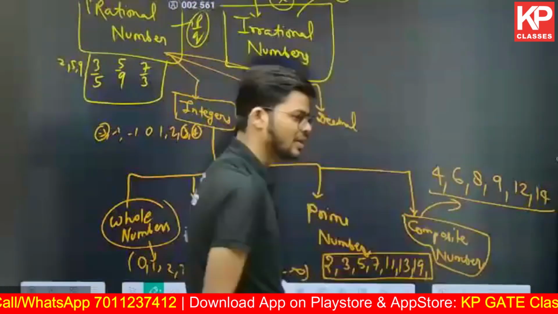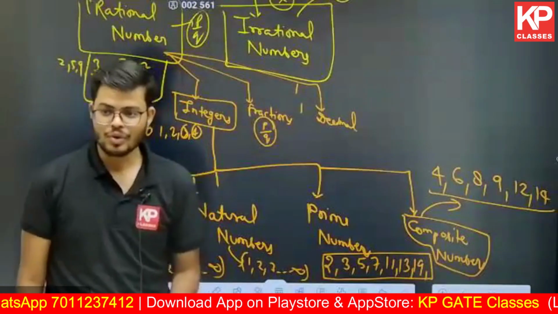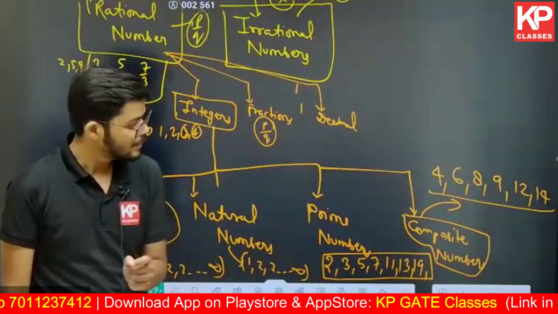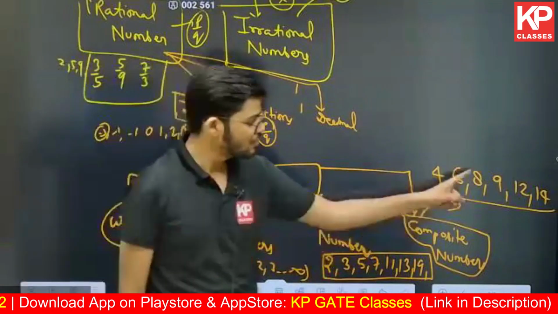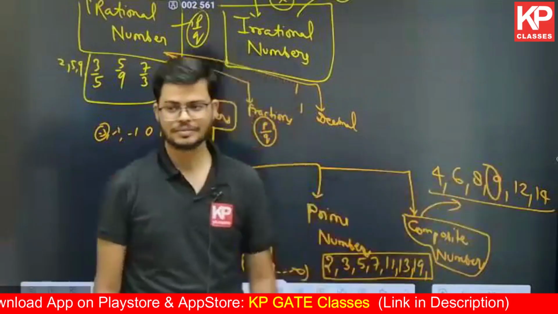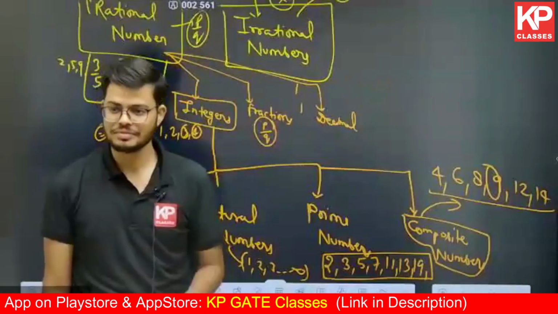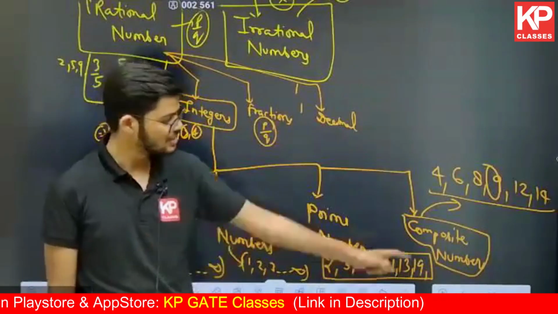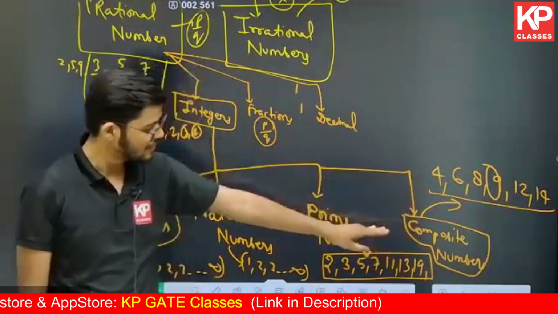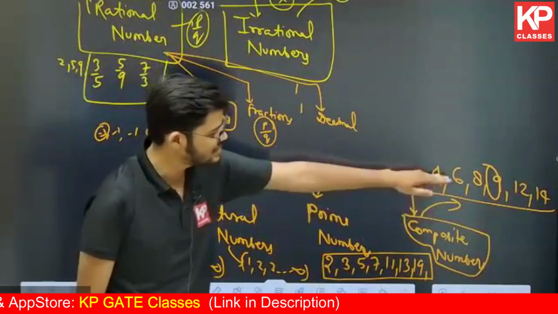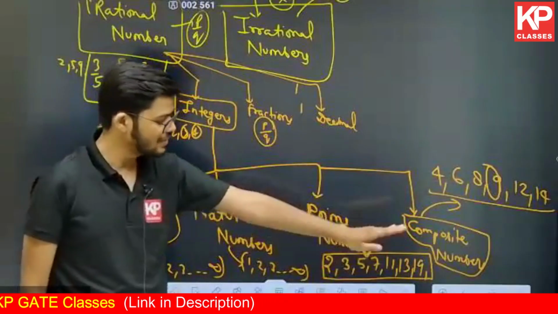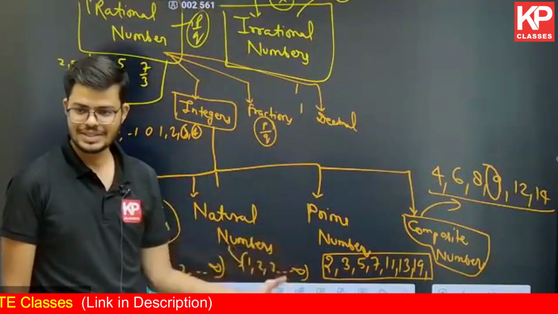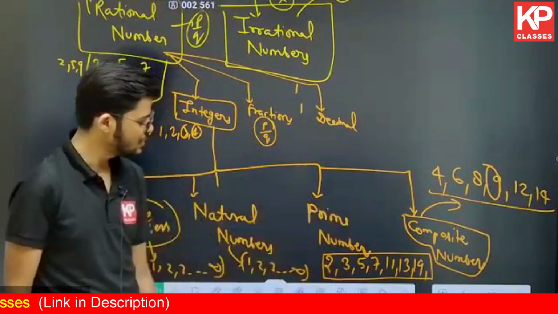So in this case, if somebody asks you what is the first odd composite number, the answer here is going to be 9. On the number line, the first odd composite number is 9. So here the difference is: composite numbers will be 4, 6, 8, 9, 12, and 14. Prime numbers are 2, 3, 5, 7, 11, 13, and 19. So this is the classification of prime numbers and composite numbers.